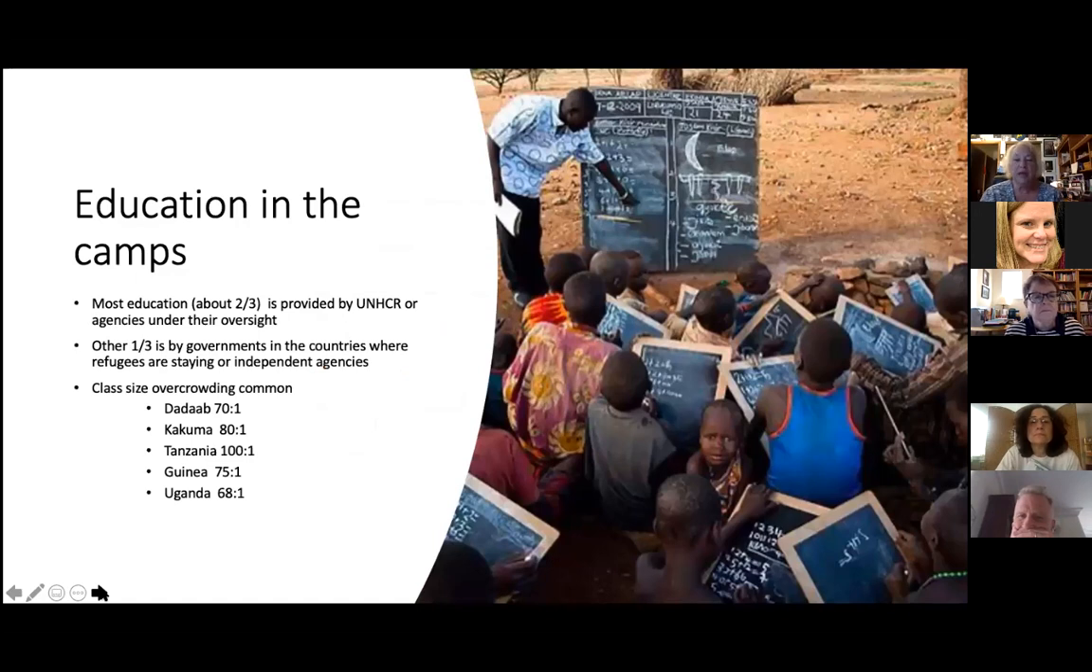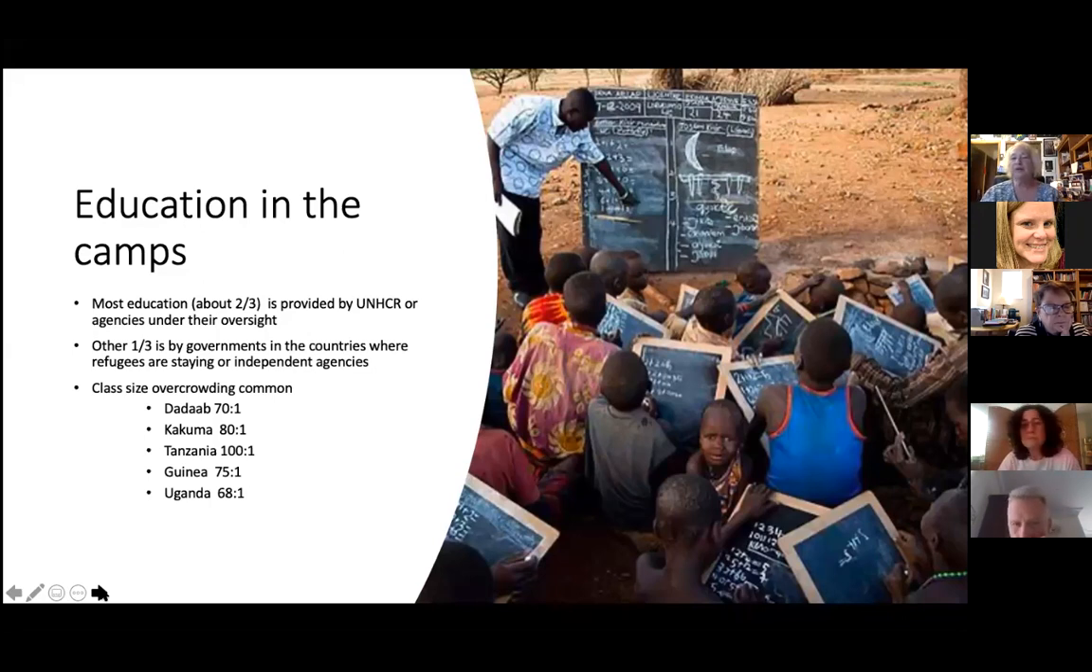So we know in the camps, this is what a typical school would look like. About 2/3 of the education is overseen by the UNHCR, that's United Nations High Commission on Refugees. The other third is by the governments in the countries where the refugees are actually living. Class size is obviously an issue. You can see the different teacher-pupil ratio, and 100 to 1, if you can imagine. We complain about class size, but it's nothing like this.